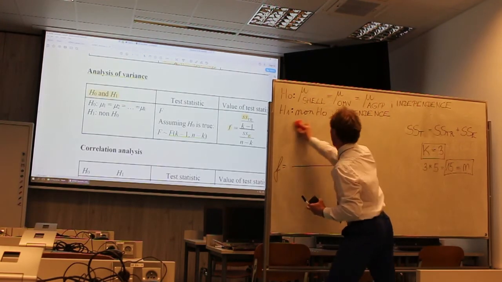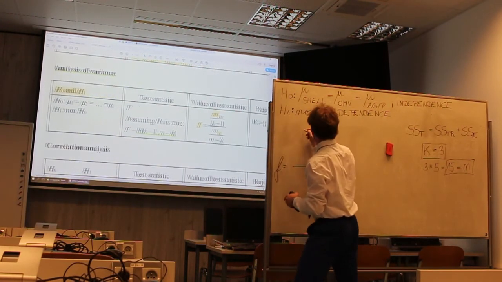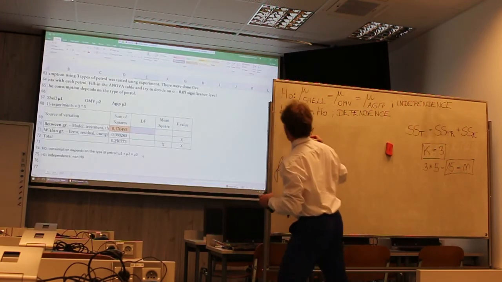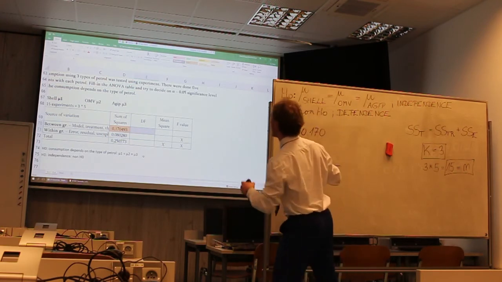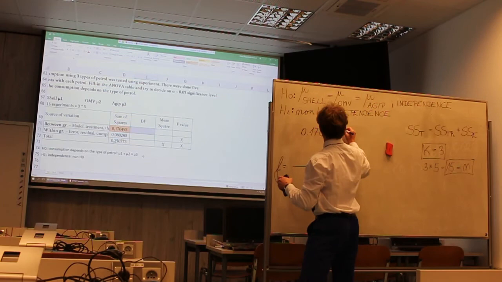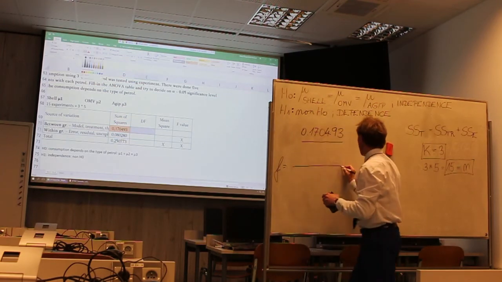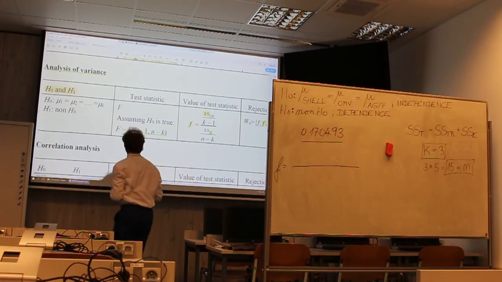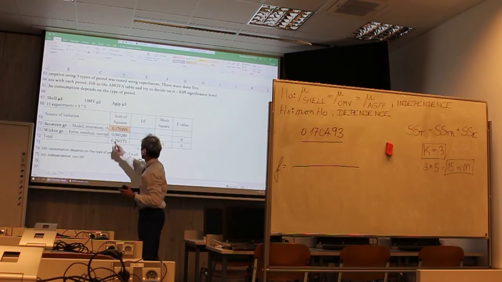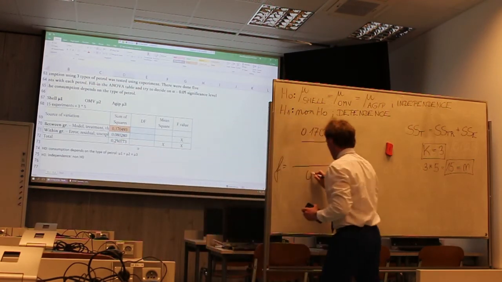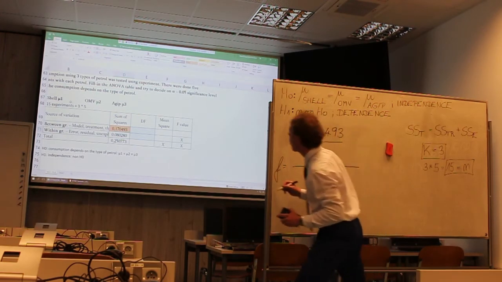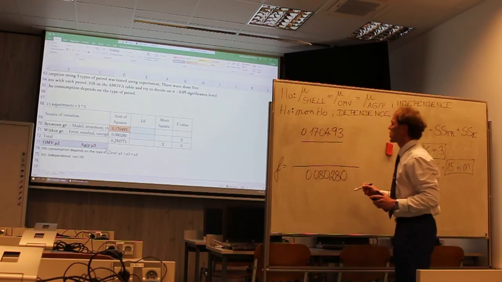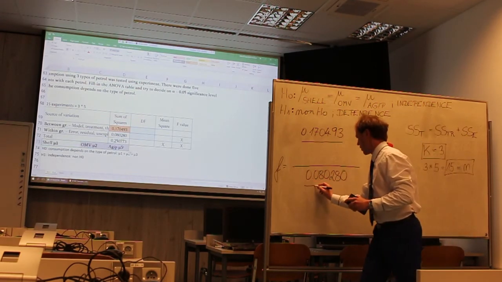So, I will rewrite this here: 0.17017049493 divided by something, and in the denominator we have the error sum of squares, and from our table the error sum of squares is 0.080280. So treatment sum of squares and error sum of squares.